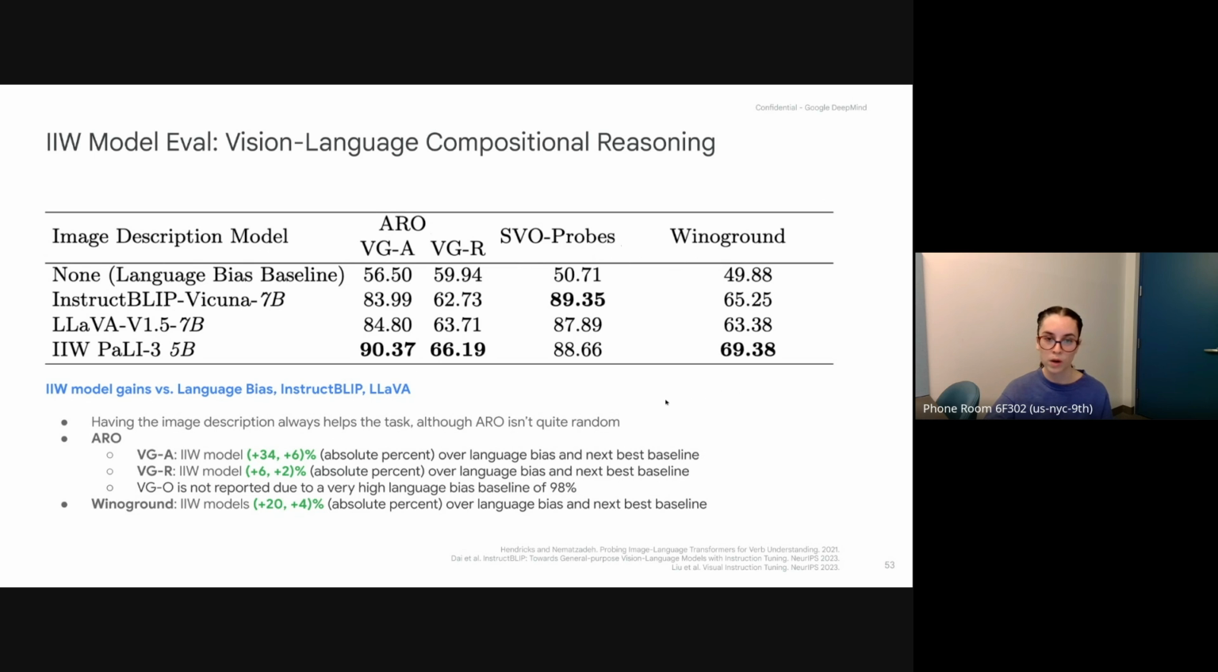And this is what we want to see, right? This means that our descriptions are capturing more of the objects, more of the attributes and relationship information between them to be able to actually distinguish between a positive caption and a hard negative that's often present in these probing data sets. For SVO-Probes, we perform quite similarly to InstructBlip, within about a point on accuracy.